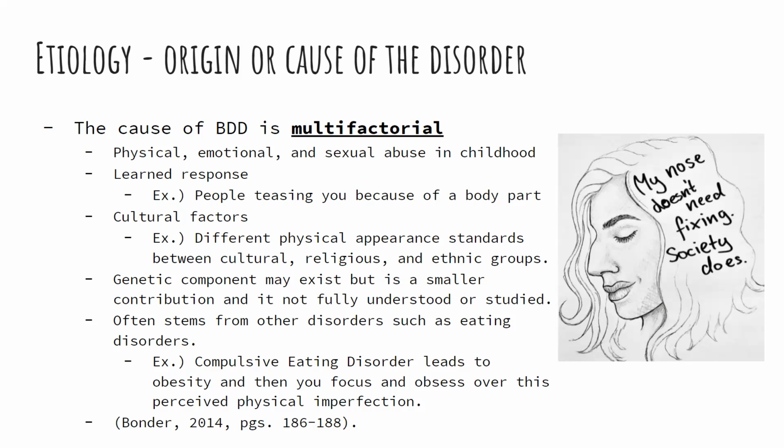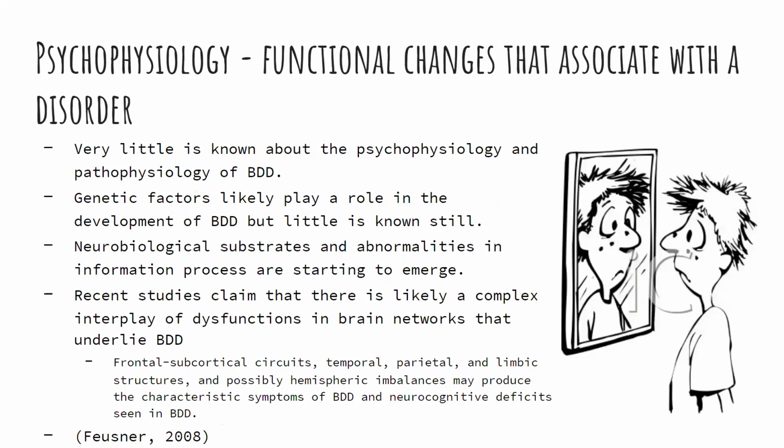This disorder often stems from other disorders, as I said before, such as eating disorders. So for example, compulsive eating disorder often leads to gained weight or obesity. And then this individual would tend to focus on this gained weight, commonly in the stomach area, and then they would obsess over this imperfection, and then eventually body dysmorphic disorder would be diagnosed if they meet the criteria.